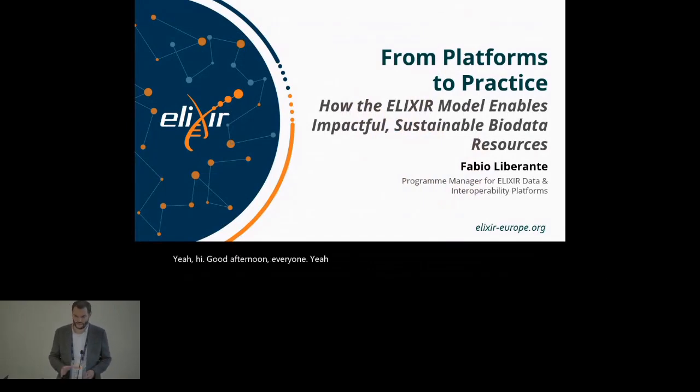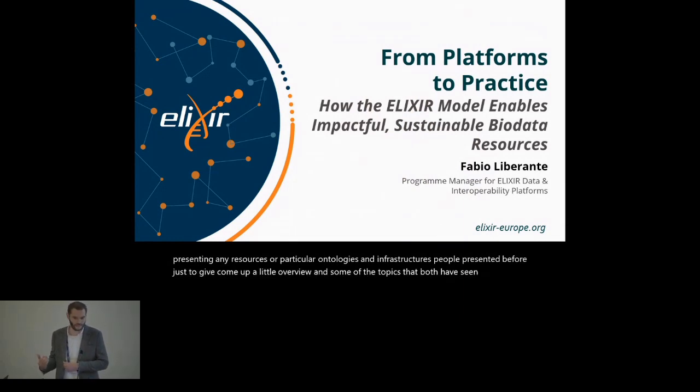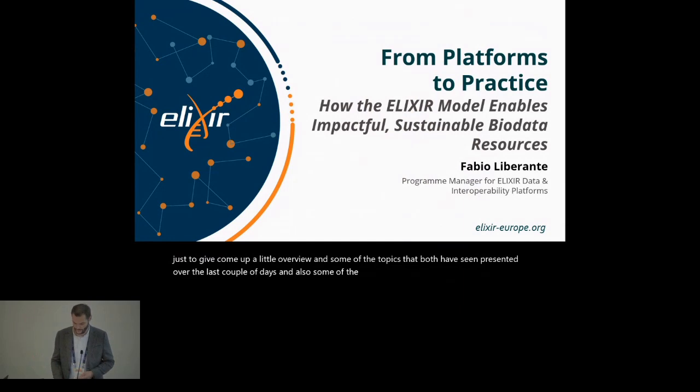As Peter said, it's a shorter talk. And again, I'm not going to be presenting any resources or particular ontologies and infrastructures that people presented before, just to give a little overview on some of the topics that I've seen presented over the last couple of days and also some of the things that we come across in Elixir.